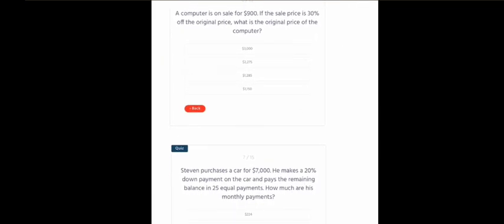It says, a computer is on sale for $900. If the sale price is 30% off the original price, what is the original price of the computer? It says here, the question is asking us for the original price of the computer. Okay? This one is going to be a little more challenging, but I'm going to walk you through it, so it's okay. Now, the sale, or the part, is $900.